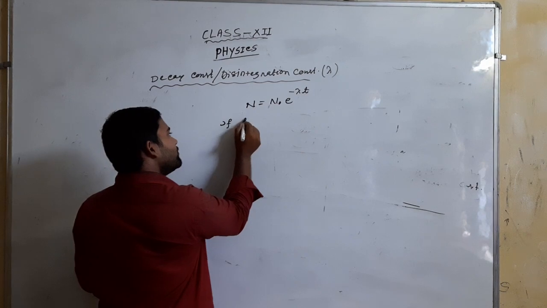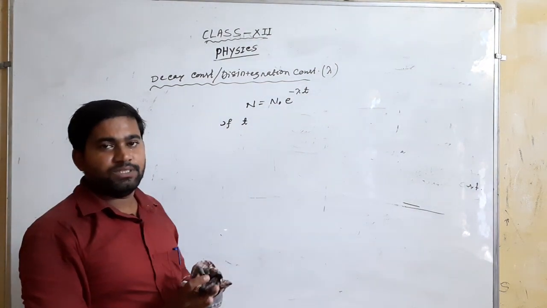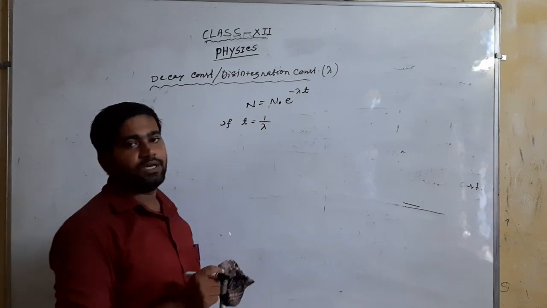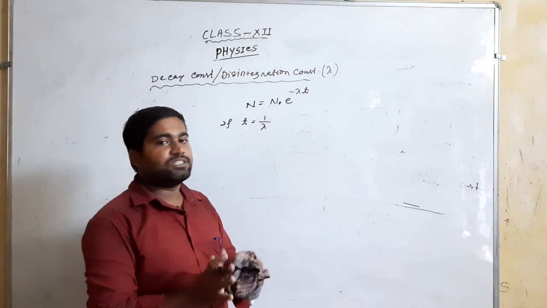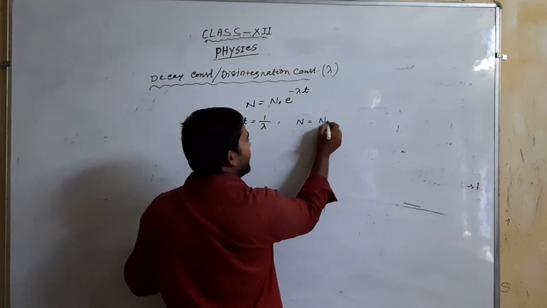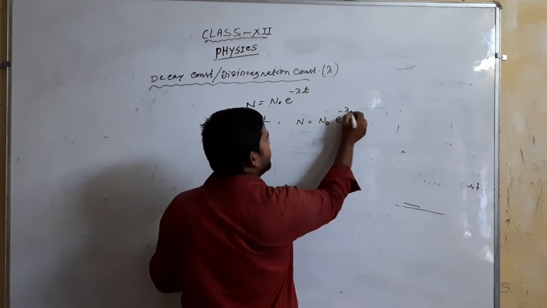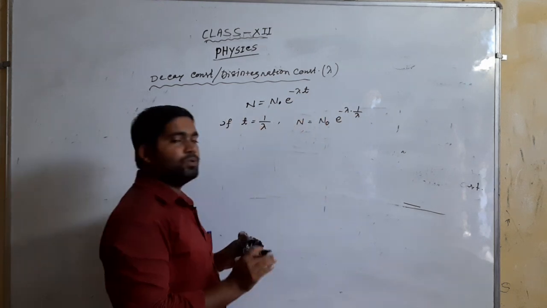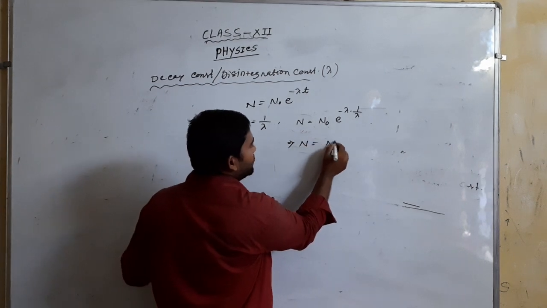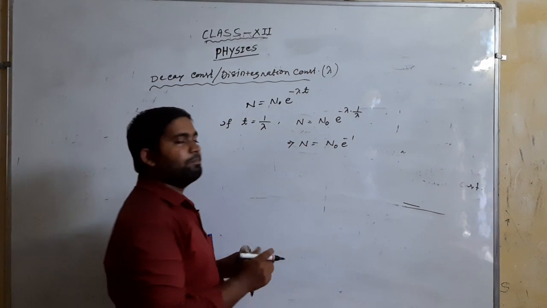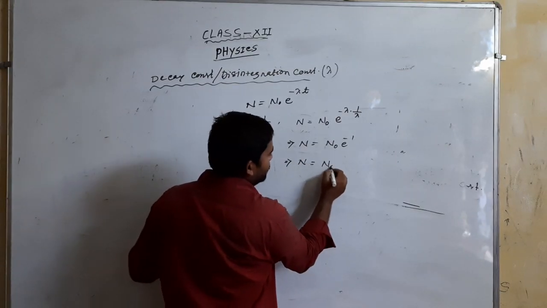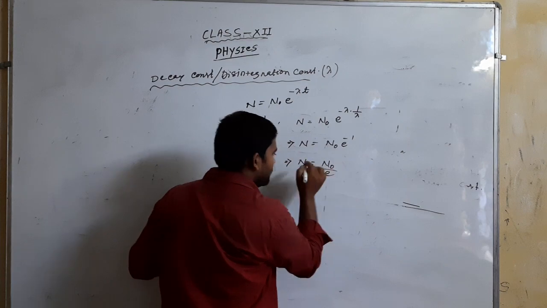If we substitute small t, that is the time of decay, as 1 by lambda, time equal to the reciprocal of the decay constant, then what we find? N equals N naught e to the power minus lambda into, replacing t by 1 by lambda. So N equals N naught e to the power minus 1. That implies N equals N naught by e.